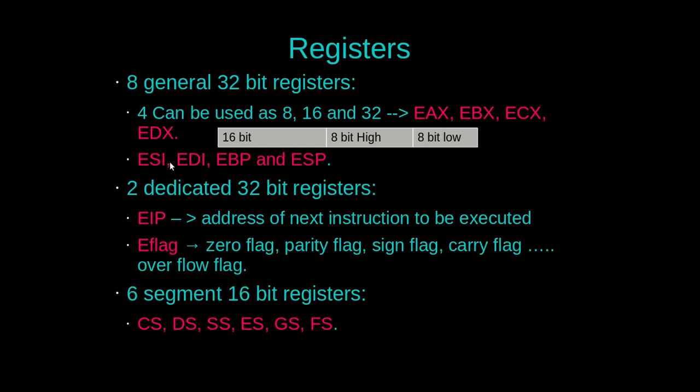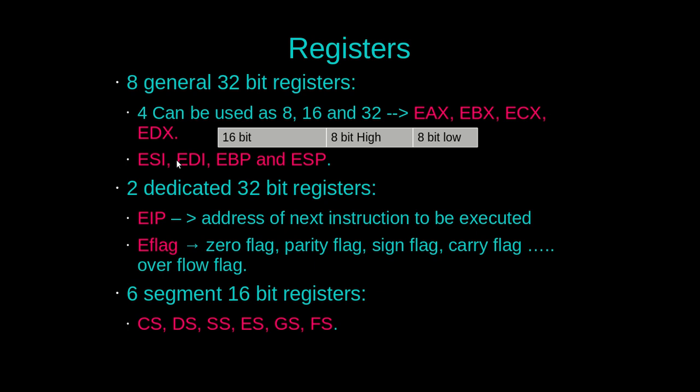I have another 4 general purpose registers, but those are used for special uses like extended source index, extended destination index, and EBP, extended base pointer for the stack, and extended stack pointer. We'll go over those when we talk about stacks. We're gonna use ESI and EDI when we talk about arrays, so we'll cover those later.